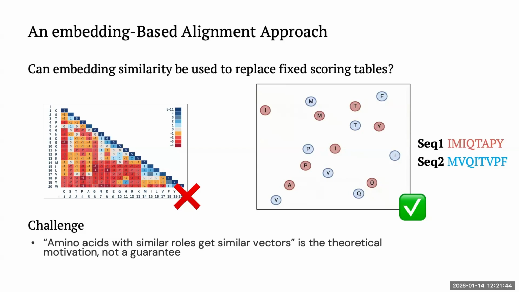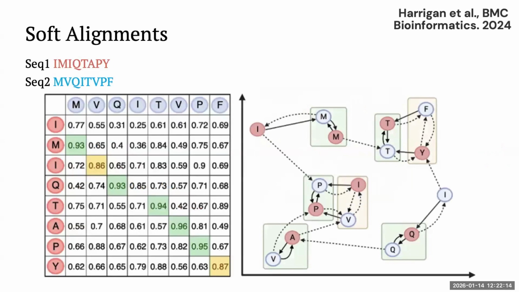The challenge is that when we say semantically similar words get semantically similar vectors and are located in the same region, this is amino acids with similar roles getting similar vectors. This is the theoretical motivation, or the aspiration that we want to get. It's not a guarantee, right? Things are somewhat in the same vicinity, but how do you turn this theoretical motivation into something that we can work with? Well, it turns out that we could do that.